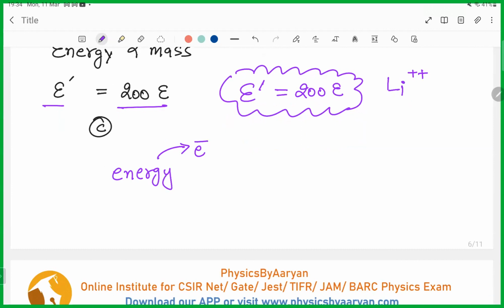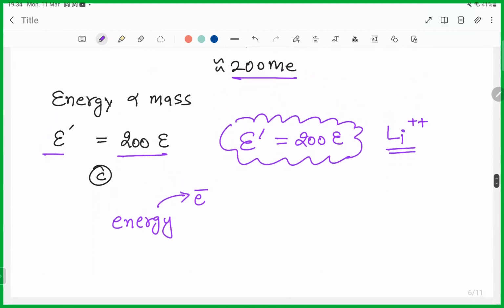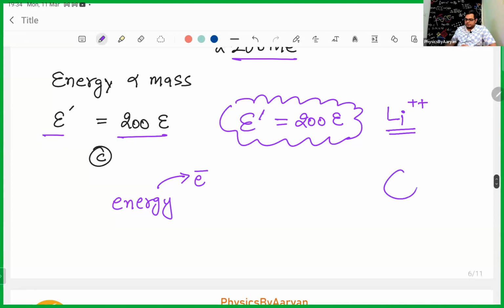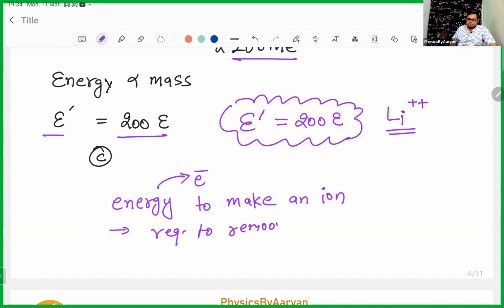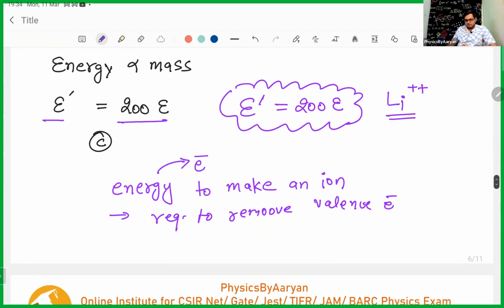Sir, can you please again tell what about the other electrons? We are taking lithium 2 positive. Don't worry, so only one electron. Even if you are not taking that, ionization energy is basically defined as the energy required to make an ion, or you can say the energy required to remove the valence electron. Whatever is your valence electron, the energy required to remove that is your ionization energy.